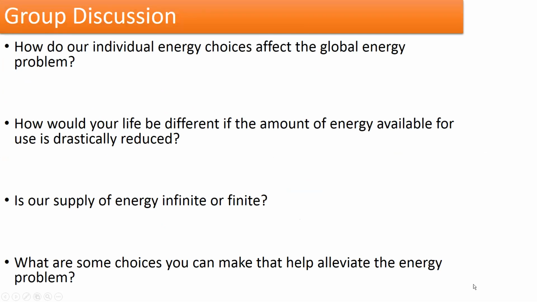There is a group discussion. We'll do this for maybe 5 to 10 minutes. I want to bring these questions to everyone here. We have 4 questions. How do our individual energy choices affect the global energy problem? The second question is, how would your life be different if the amount of energy available for use is drastically reduced? Another question is, is our supply of energy infinite or finite? And, what are some choices you can make that help alleviate the energy problem?